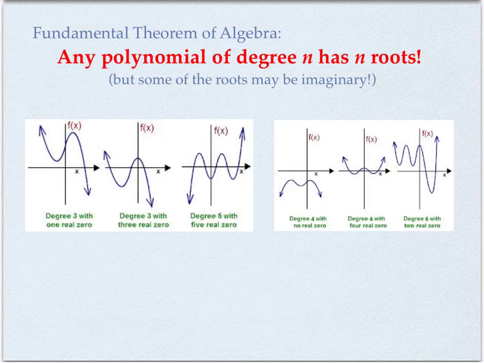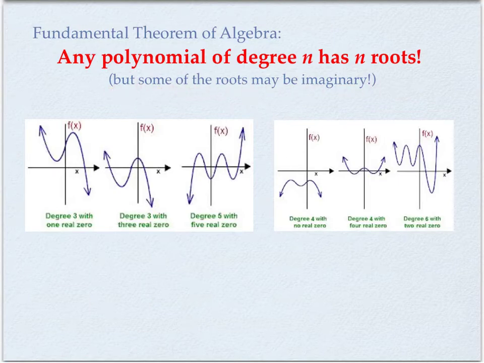All right, we're going on to the next slide here. Here's something that's really important, something called the fundamental theorem of algebra. And basically it says if you know what the degree is of your polynomial, that's how many roots it has. A polynomial of degree 3 has 3 roots. Degree 5 has 5 roots. Degree 2 has 2 roots. The only catch is some of these roots may be imaginary.